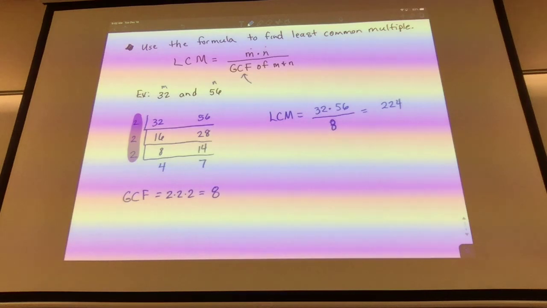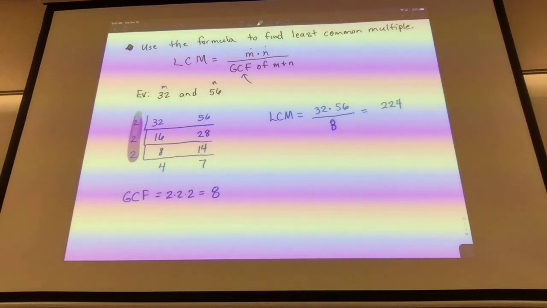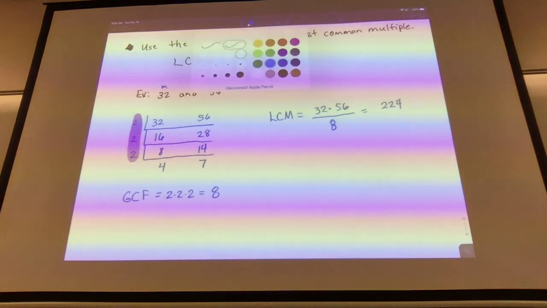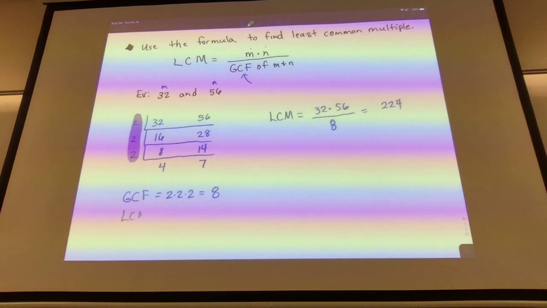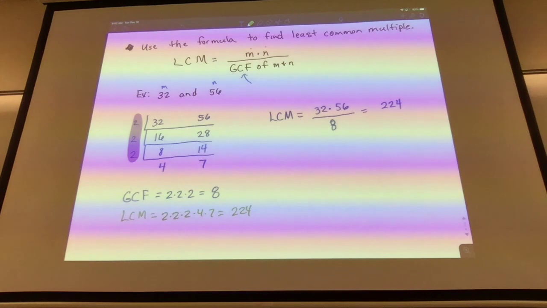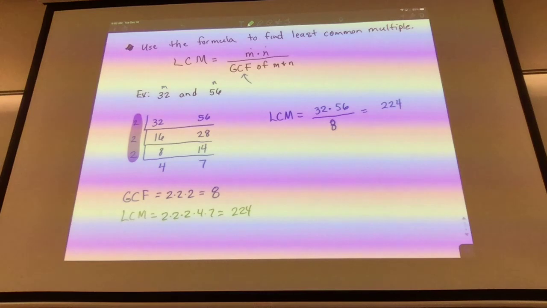Or using our other method, what could we do to get the LCM? We can multiply all of these times all of these for the LCM, right? That would be using the old way, not the formula. LCM would be 2 times 2 times 2 times 4 times 7, which is still 224. So I don't really see a whole lot of fit for using the formula because the formula makes me find the GCF anyway, and if I've already done the work to get the GCF, I'm just going to pull it from the table. But there is a formula, so it's good to know sometimes.